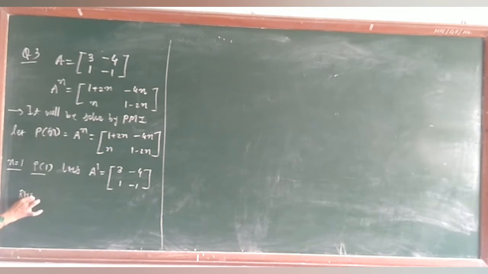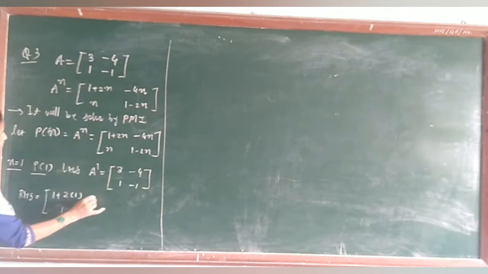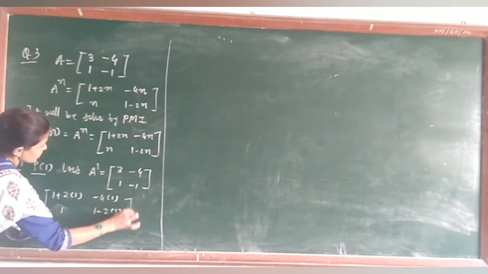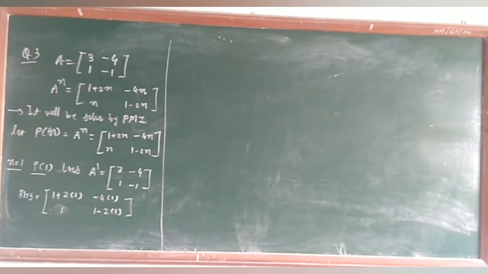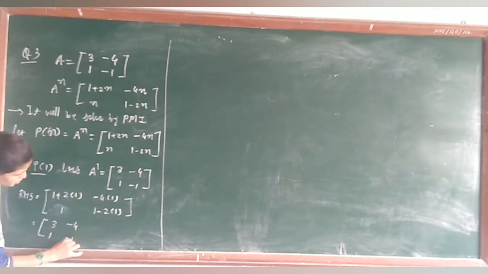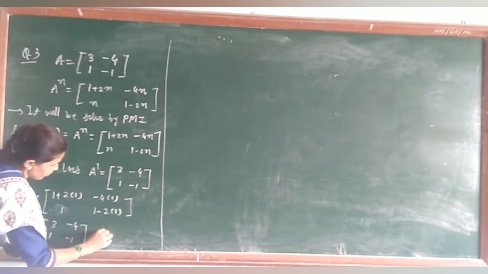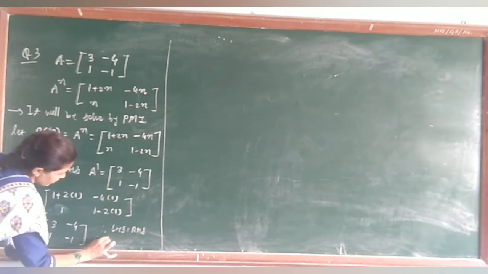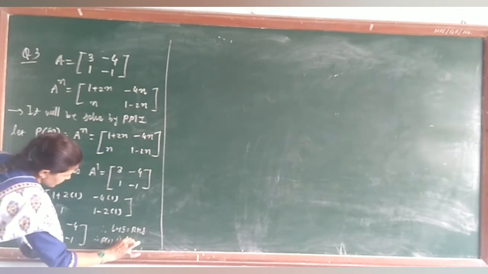So let me see RHS here students. So you can see RHS 1 plus 2n minus 4 into n, 1 minus 2 into n. हमने n की जगह पे 1 हमने रखा है. So what you get, 1 plus 2 3 1 minus 4 1 minus 2 minus 1. So therefore LHS is equals to RHS. Therefore P1 is true. Right students?